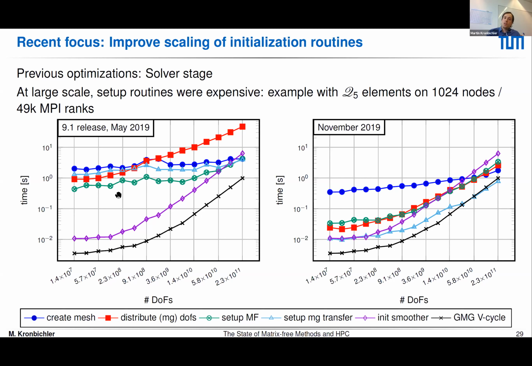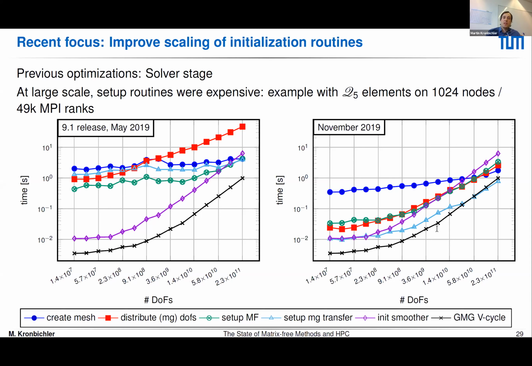This is initialization. It's orders of magnitude higher, and it's not scaling well. We have done optimizations to the data structures, and you see now they're doing much, much better, except for creating the mesh and partitioning the mesh, which is a difficult operation. Everything else is now scaling almost as well as a V cycle. The V cycle is really highly optimized.